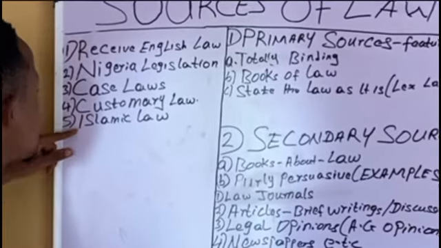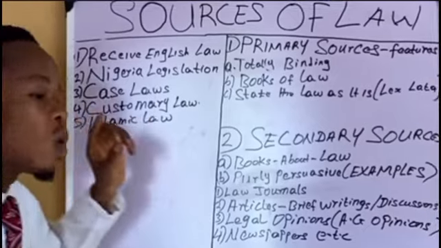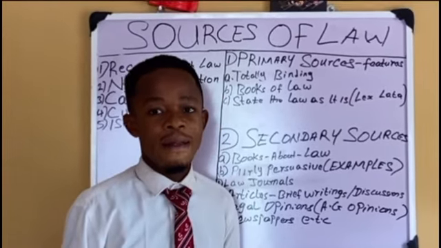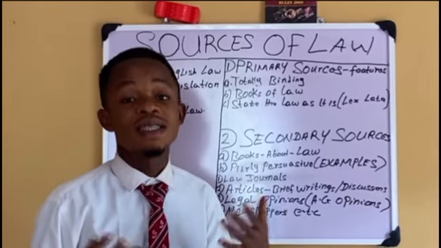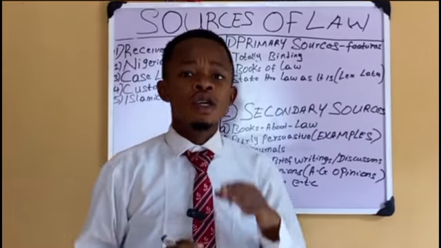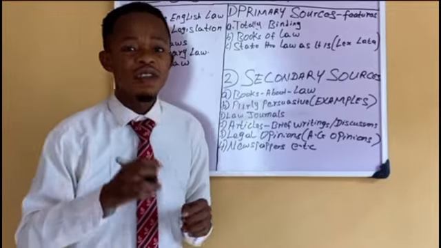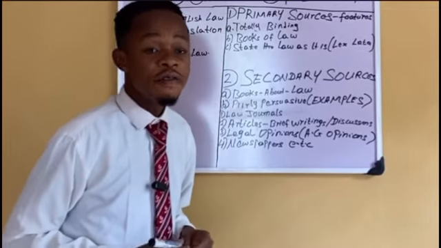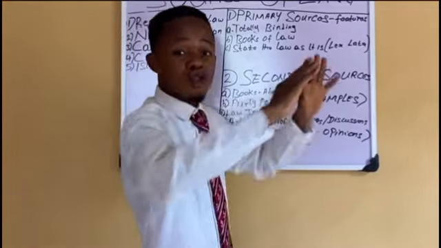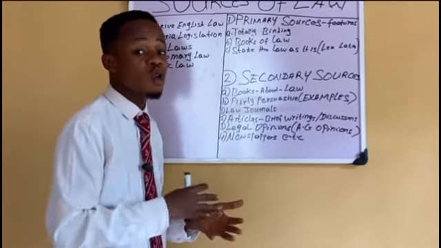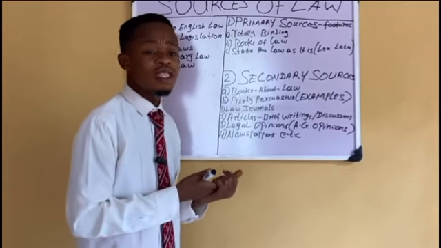Then we have the Islamic law. Islamic law, just like customary law, is still applicable in courts. And the beautiful thing about Islamic law is that theirs is more of written down. So you have the Quran as the chief custodian of Muslim law. So the Quran prescribes what ought to be done and what not to be done in many cases. And theirs is still applicable.